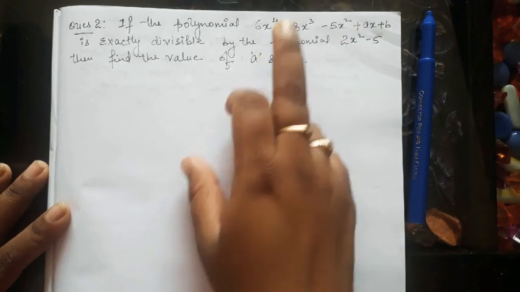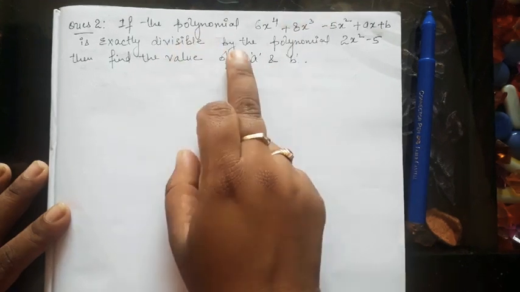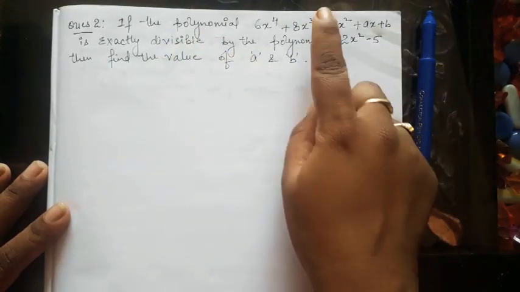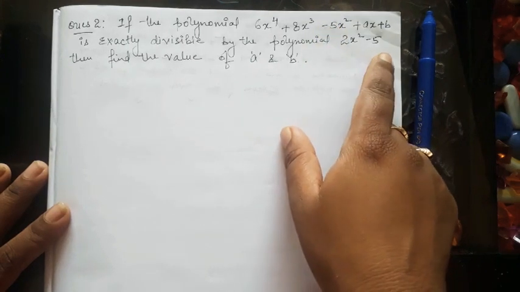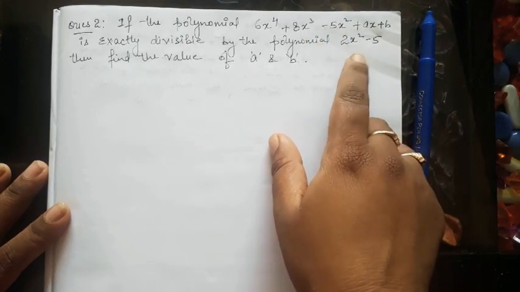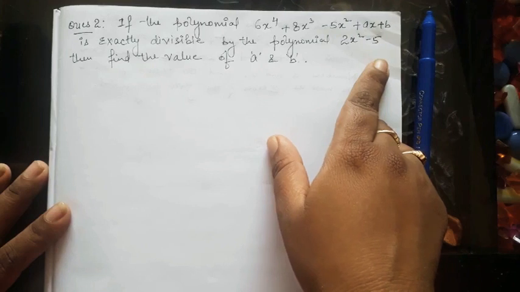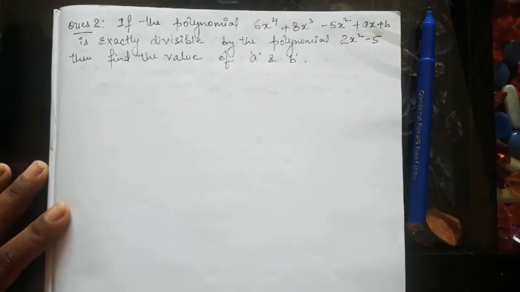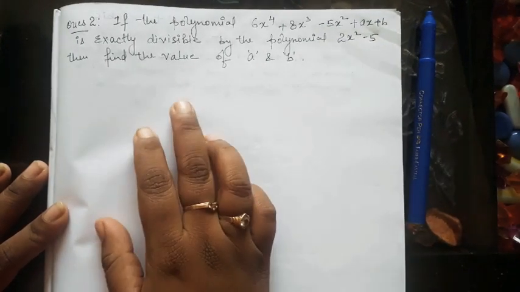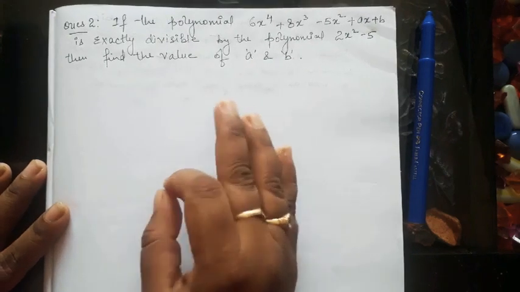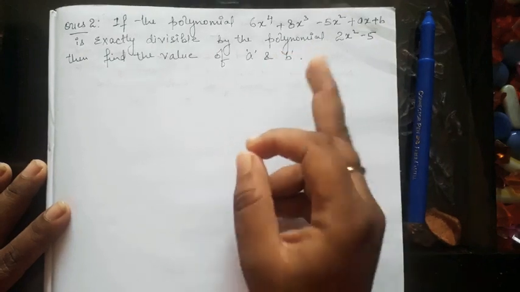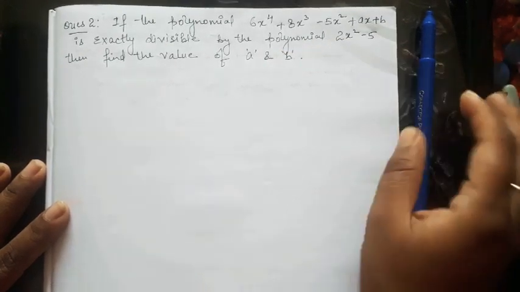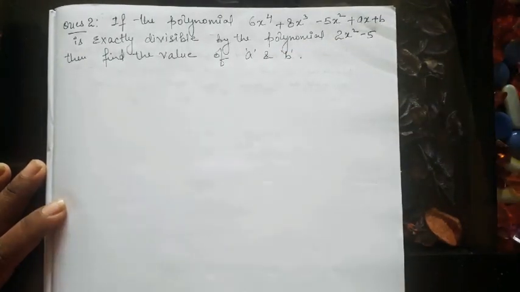What they said is that this polynomial is exactly divisible by this, which means when this polynomial is divided by 2x square minus 5, we are getting remainder equal to 0. We need to keep in mind that whenever we divide it, we will definitely get remainder equal to 0 as it is exactly divisible. So we'll start with the solution.